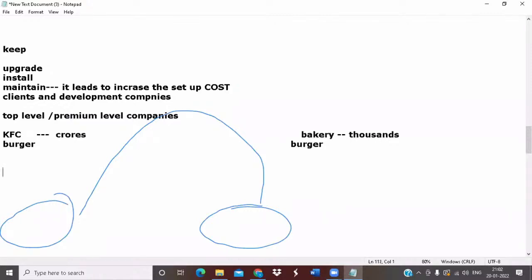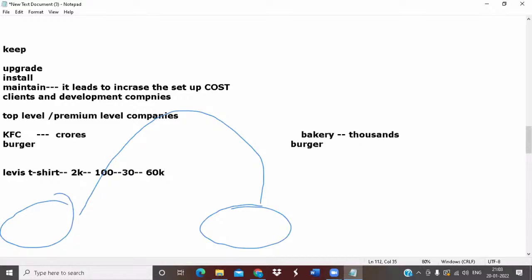Suppose, take a small example. Right now, I am wearing a Levi's t-shirt. This costs around 2,000 rupees. Out of 100 people, how many people can afford 2,000 rupees for a t-shirt? Maximum 3%. 30%. So 30 people can buy. So how much business is Levi's company getting? Only 60,000 business.